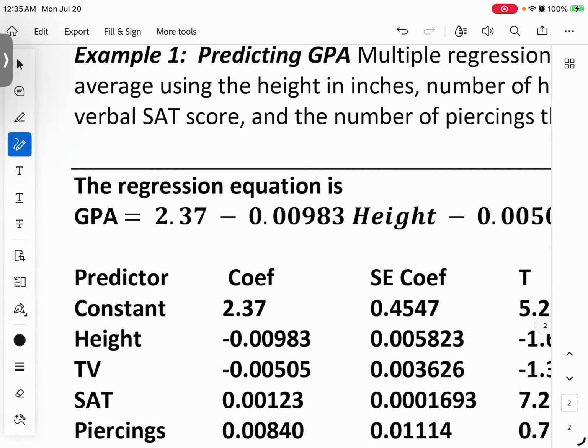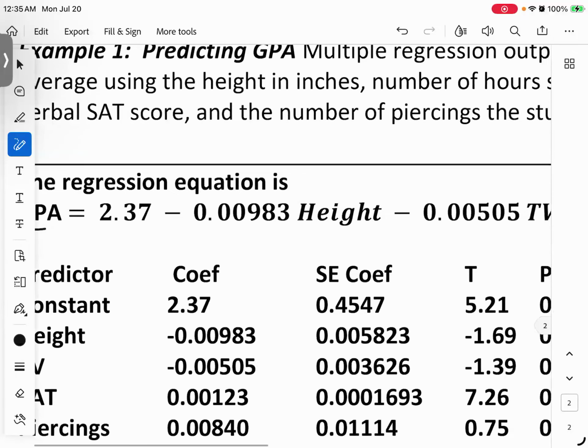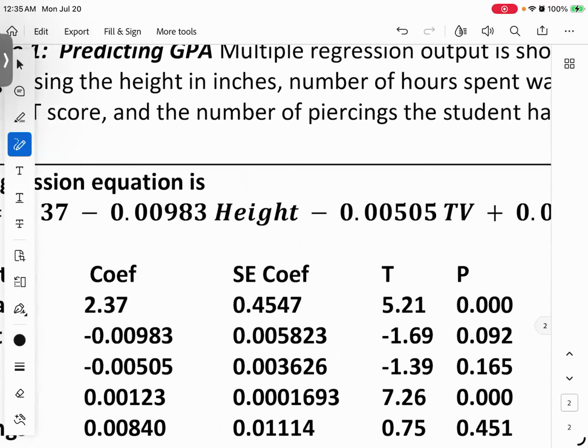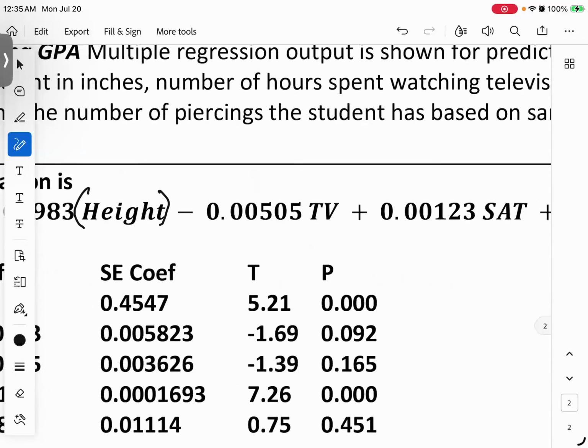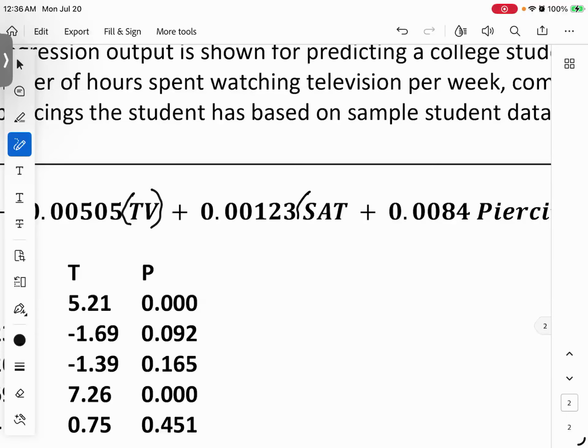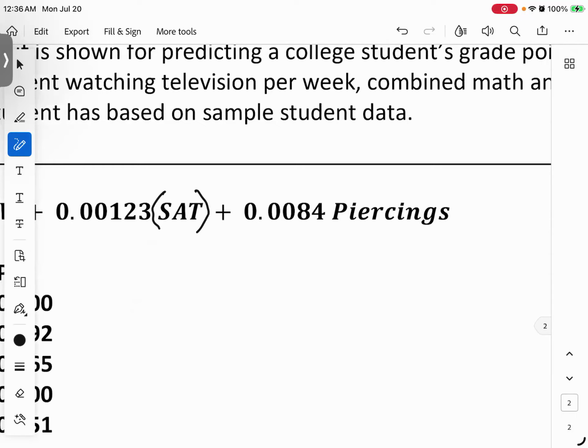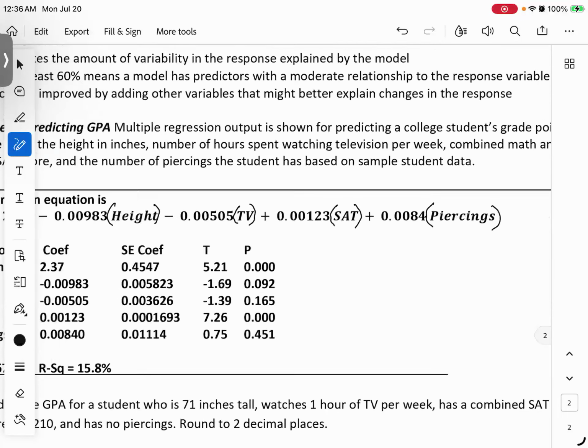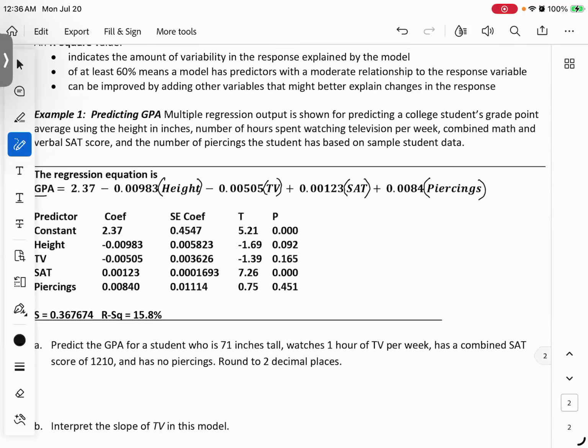and what's trying to be predicted here is GPA. There's the intercept, 2.37. But maybe GPA depends on how tall you are. Maybe GPA depends on how much TV you watch per week. And maybe it depends on how good of an SAT score you have. And maybe it depends on how many piercings you have. Now, this is an example that is presented or created by the authors of the textbook.